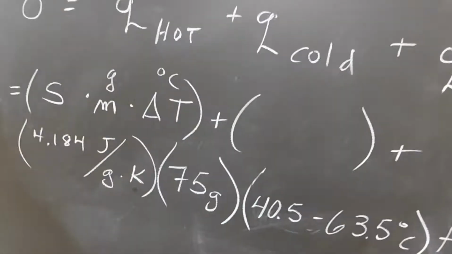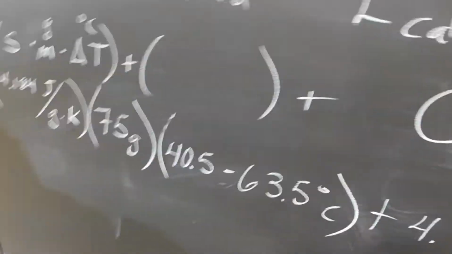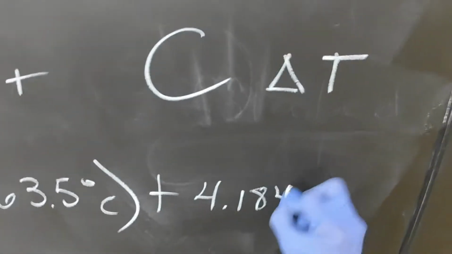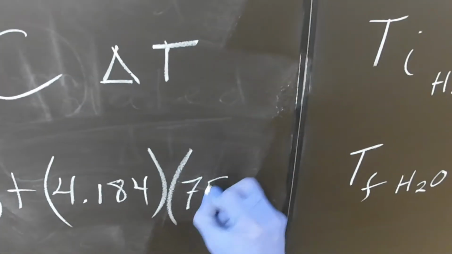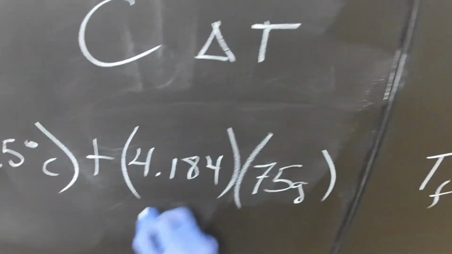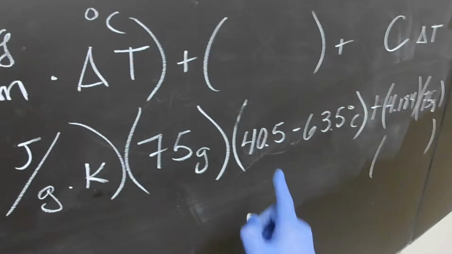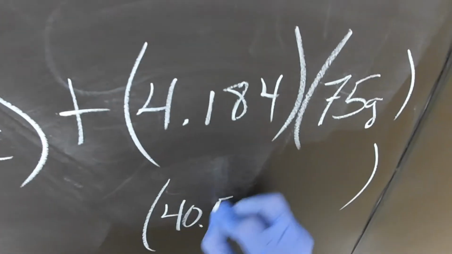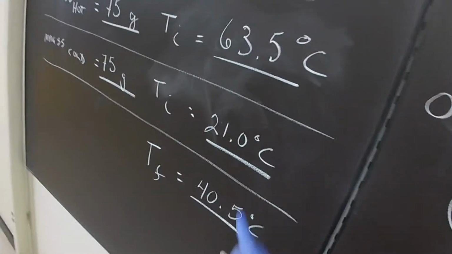Now the second term for the cold water. It's the same specific heat, same mass, and then the final temperature is the same, 40.5, minus the initial temperature, 21.